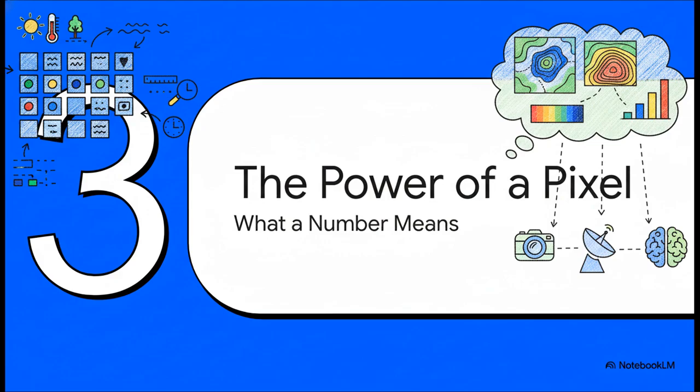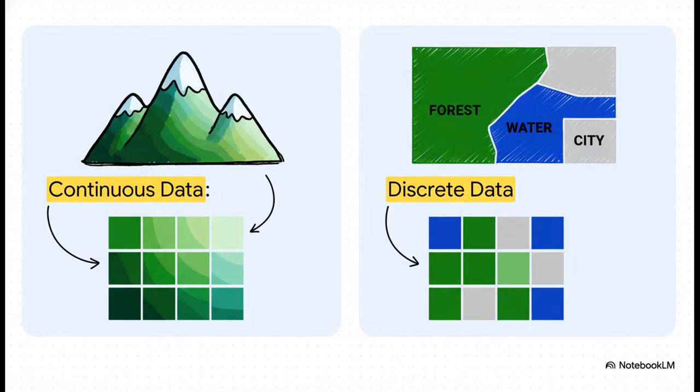So, okay, a pixel holds a number. Big deal, right? Well, yeah, it's a huge deal, and here's why. That one little number is incredibly powerful because it can represent all sorts of different things, depending on what we're trying to measure. Basically, the values in these pixels come in two main flavors.